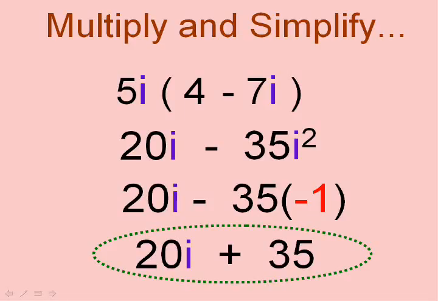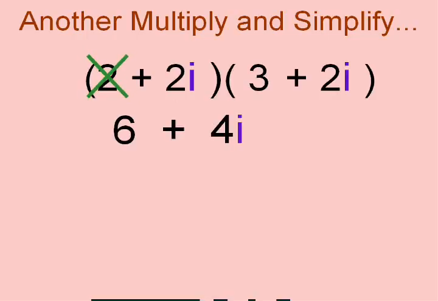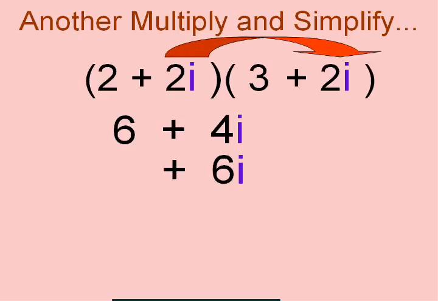Multiplication is sometimes going to lead us to these i squareds. Now this one is kind of a FOIL problem. Let's take the 2 and distribute him to both of the terms in the second expression: 6 and 4i. And now we're done with the 2. Now we'll take the 2i and distribute him to the 2 in the second expression. That's going to be 6i. I like to write it underneath his buddy because they're getting together later. And 4i squared.